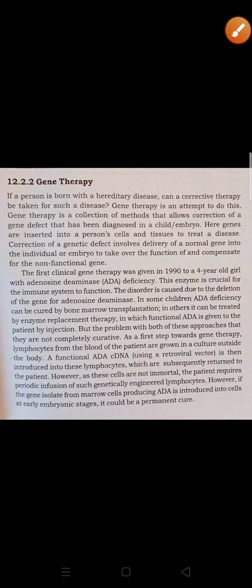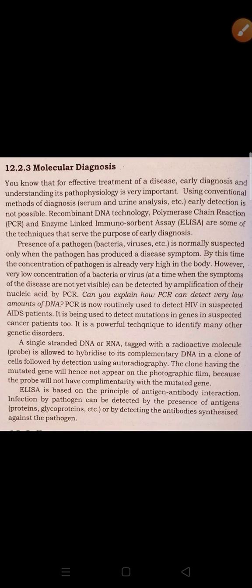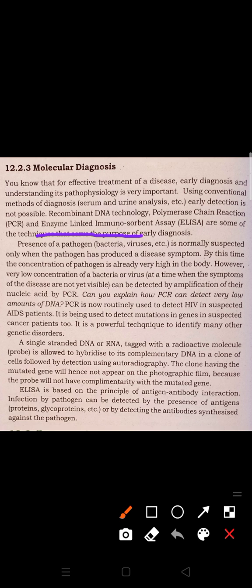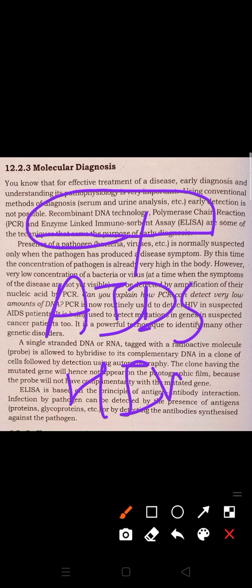Gene therapy is clear. Now there are several uses of genetic engineering. Now we will discuss the several practical applications of genetic engineering, like diagnosis of disease or molecular diagnosis. Genetic as well as infectious diseases can be diagnosed by using DNA technology, and we know it with the help of PCR, with the help of ELISA. Children, please learn this name. ELISA means enzyme linked immunosorbent assay, and this technique is especially used for AIDS, for the identification of the HIV virus.